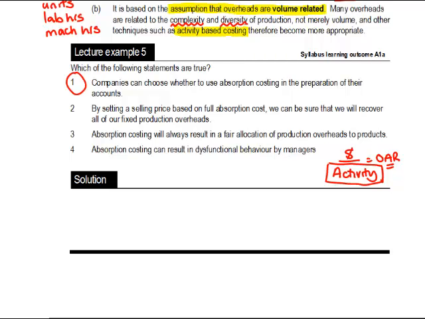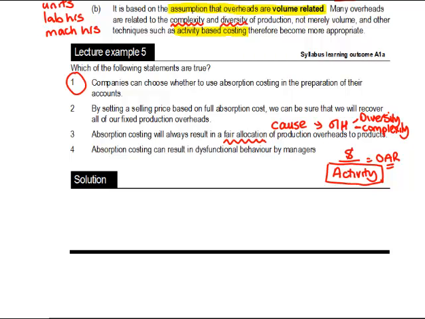The third statement there is also not true. Absorption costing won't always result in a fair allocation of production overheads to products. Where the cause is not actually linked to the overhead, then it's not going to be a fair allocation and apportionment. So we'll be looking at diversity of product and complexity of product. When other things apart from volume drive the overhead cost, then it means that we're going to have a different allocation.